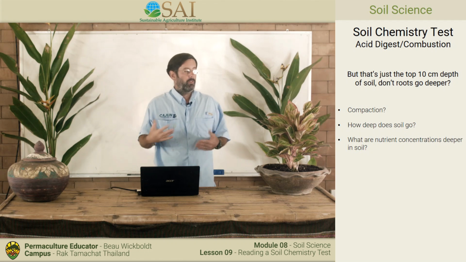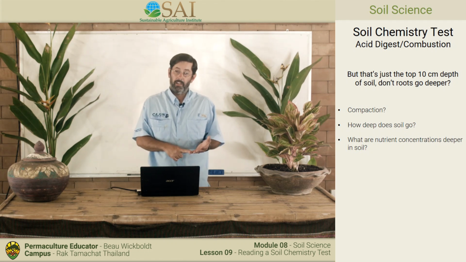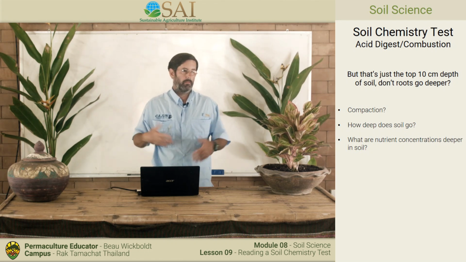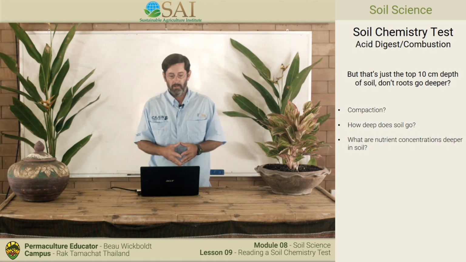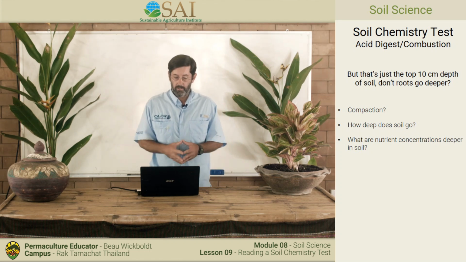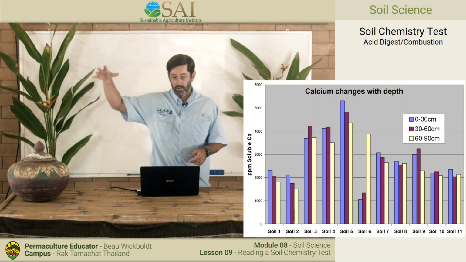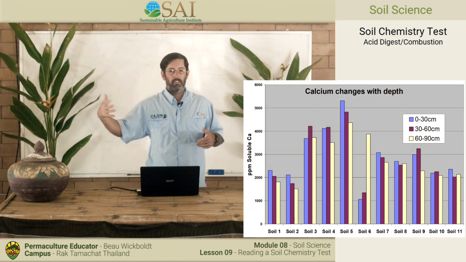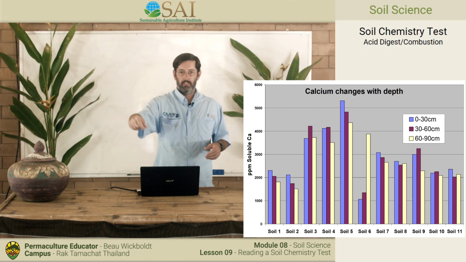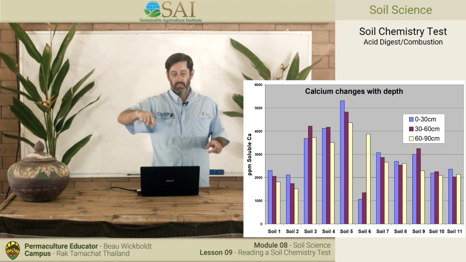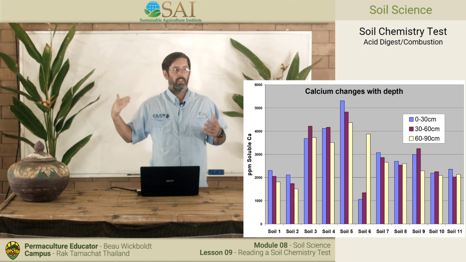If your roots are not going down deeper, is that through compaction? How do I alleviate compaction? Maybe compost tea or aeration with a plow. And how far down does the soil go, and what are the nutrient concentrations we're going to look for? Here we can see a test they did at 3 different depths. They tested in the same spot at 3 depths, and you can see that the nutrient profile changes with depth.